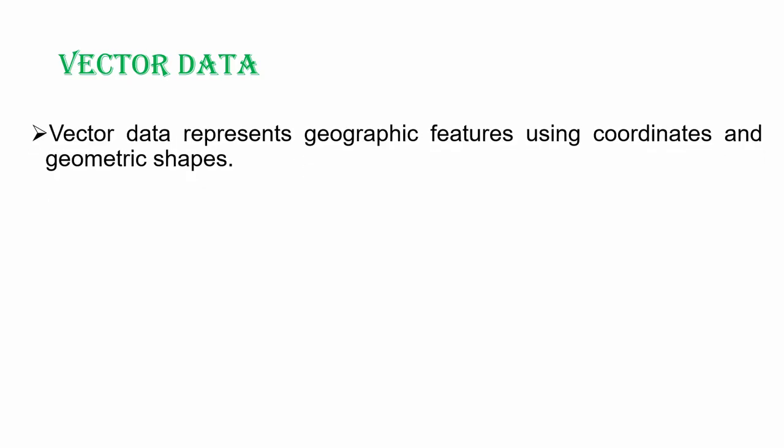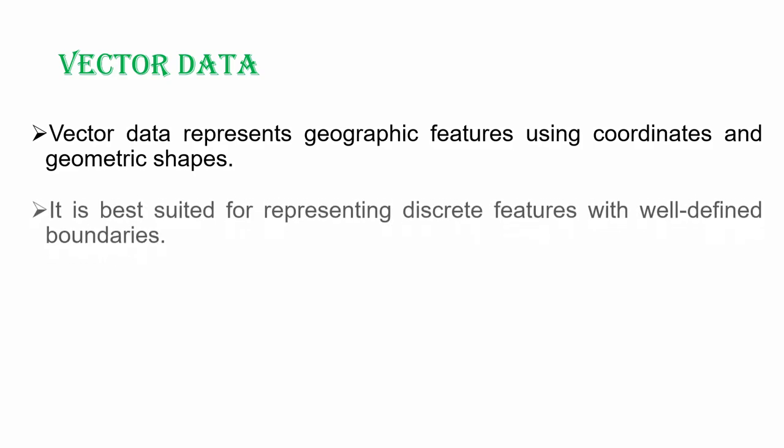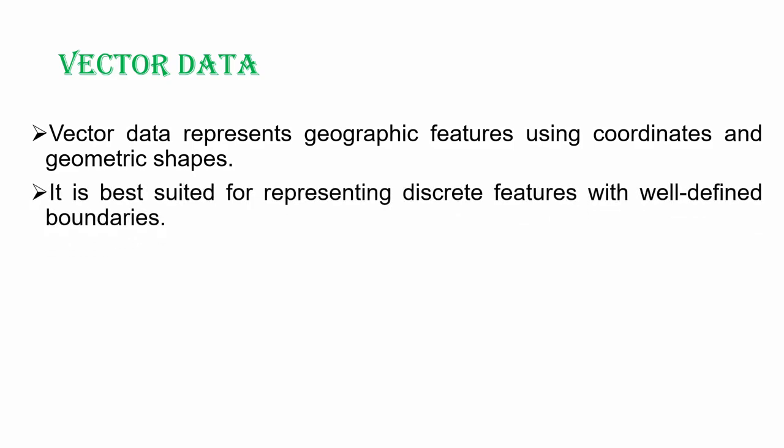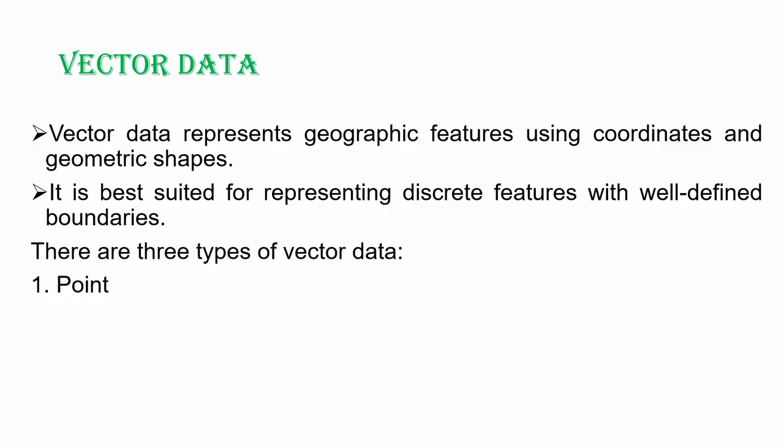Vector data. Vector data represents geographic features using coordinates and geometric shapes. Vector data is best suited for representing discrete features with well-defined boundaries. There are three types of vector data: point, line, and polygon. We also call a line sometimes a polyline.